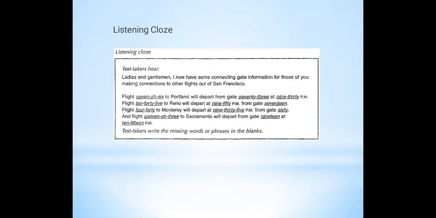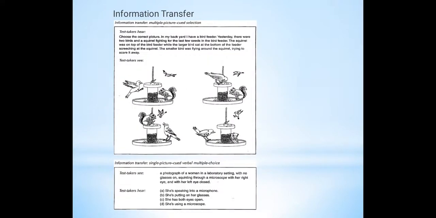Listening cloze tasks should normally use an exact word method of scoring, in which you accept as a correct response only the actual word or phrase that was spoken and consider other appropriate words as incorrect. And next is information transfer.